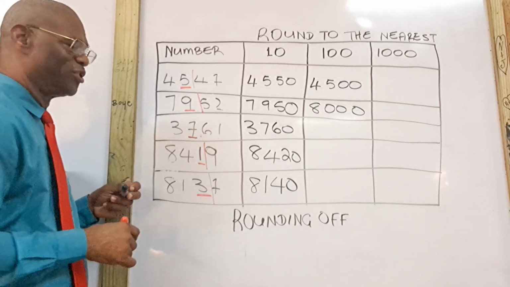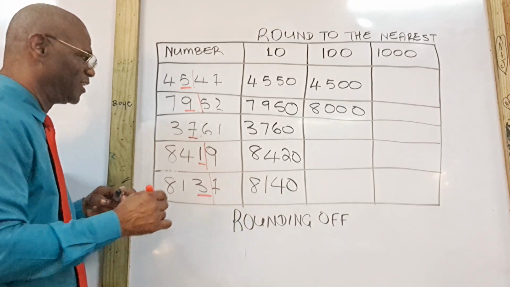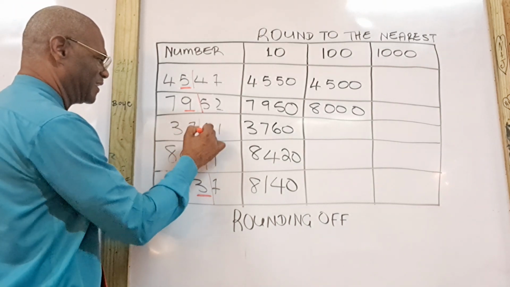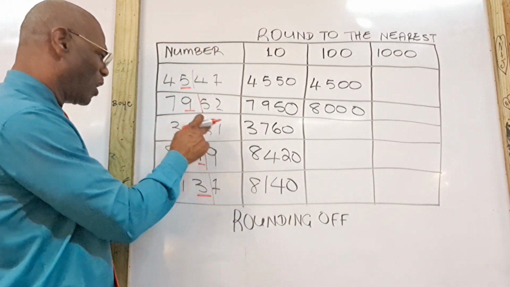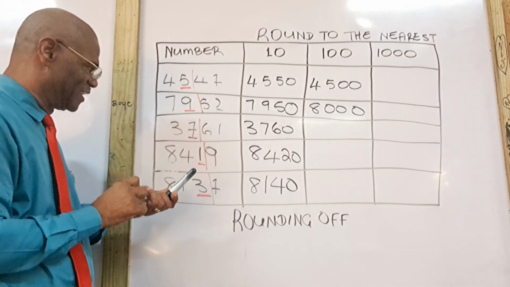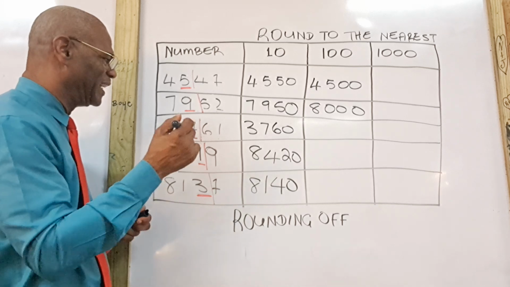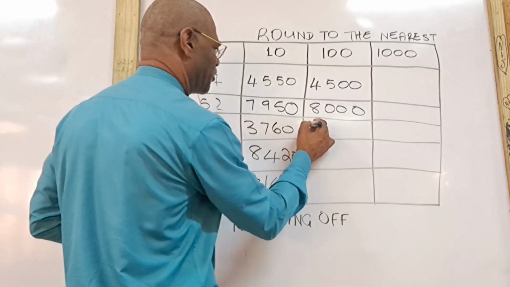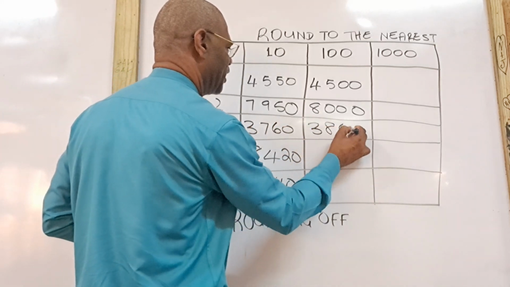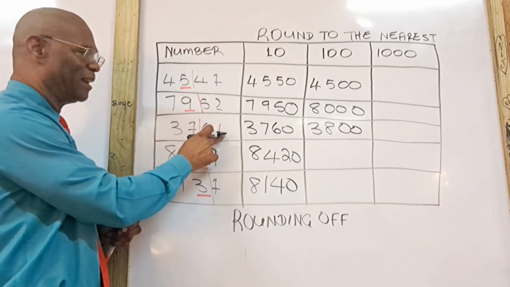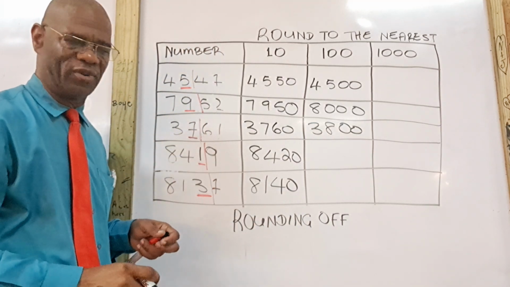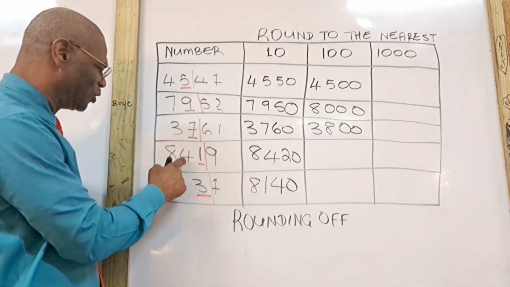7. Now let's look immediately to the right of that. We have a 6. It's 5 or over 5, so we add 1 to the 7 to make it 8. So we now have 3,800, because I'm discarding the 6 and the 1 and replacing them with zeros. Alright? Now let's go to this one.